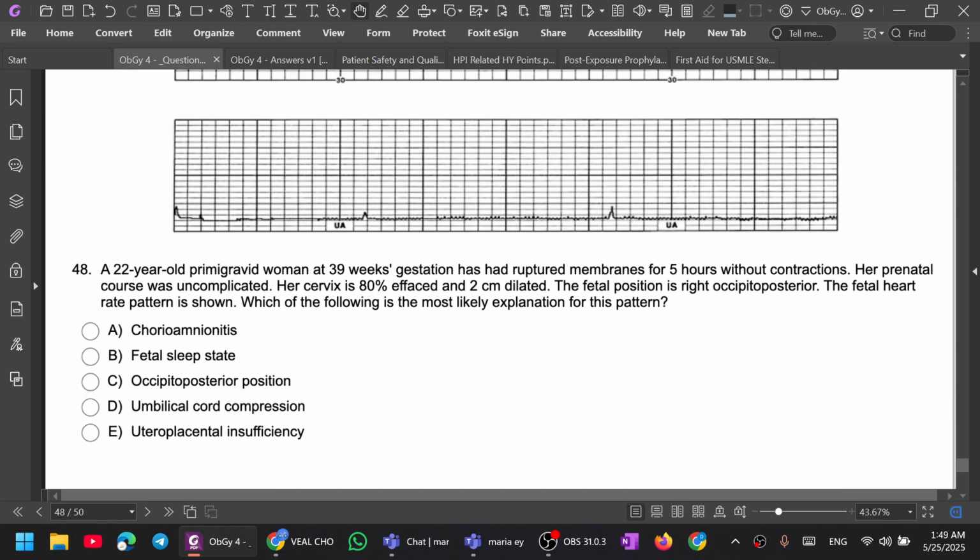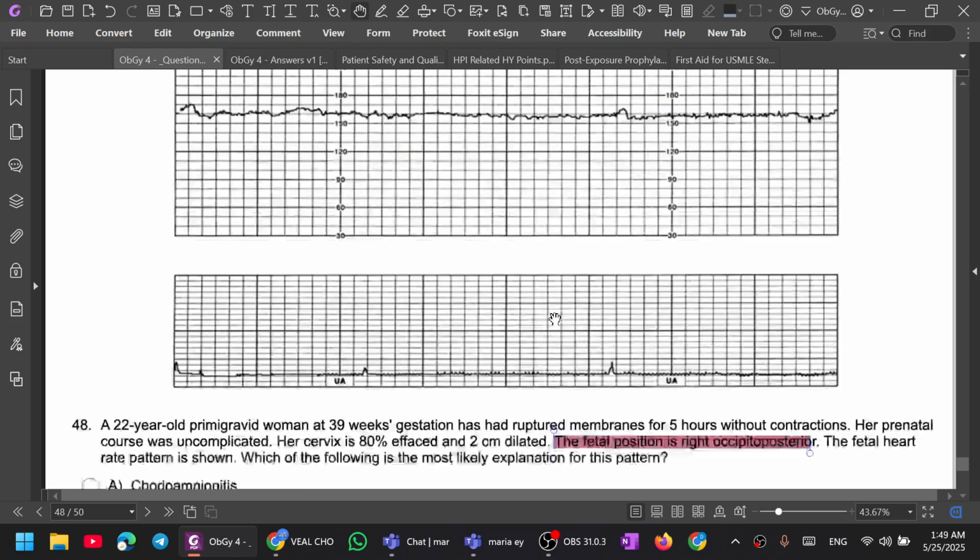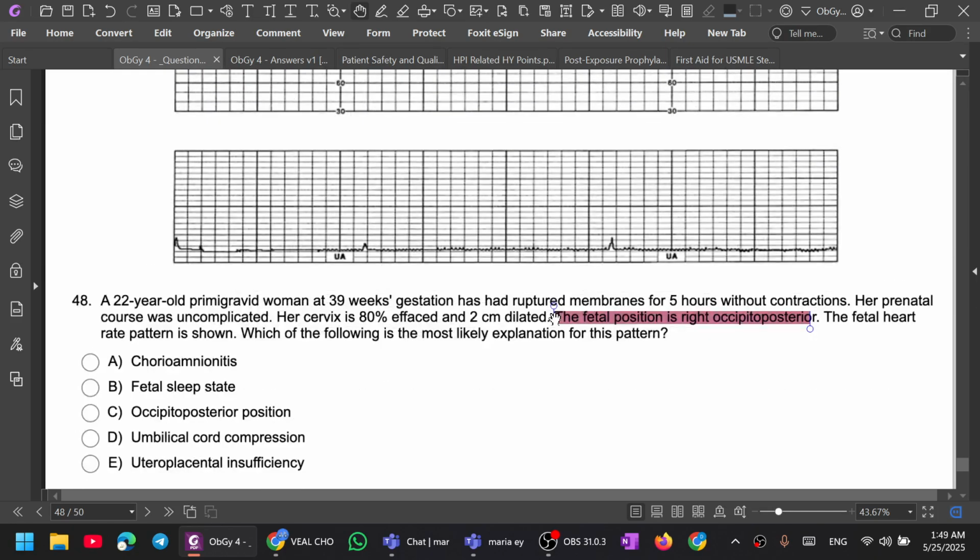A 22-year-old primigravid woman at 39 weeks of gestation has had ruptured membranes for 5 hours without contractions. Her prenatal course was uncomplicated. Cervix is 80% effaced, 2 centimeters dilated. Fetal position is right occipito-posterior. The fetal heart rate pattern is shown. Which of the following is the most likely explanation?